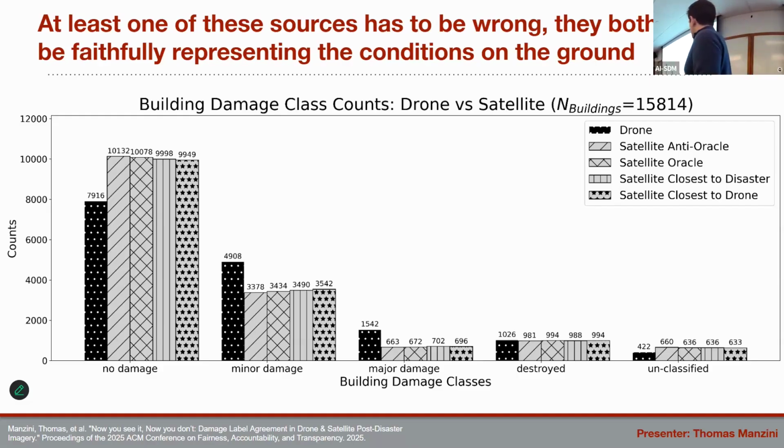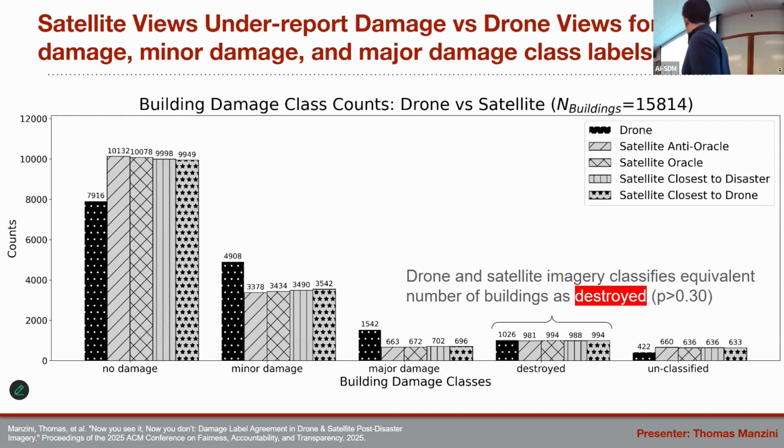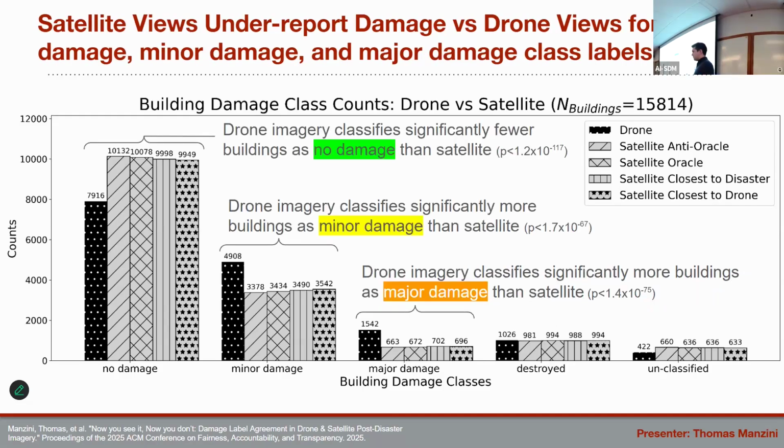What are the error bars on each one of these? Like how variable is it within them? We didn't do error bars, we did p-values. Very tight p-values, like 10 to the minus 75, 67, and 117. The statistical test here is: what's the probability that these two distributions are the same? That's the p-value. So we're willing to hang our hat on those p-values.